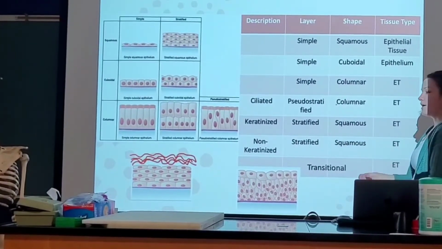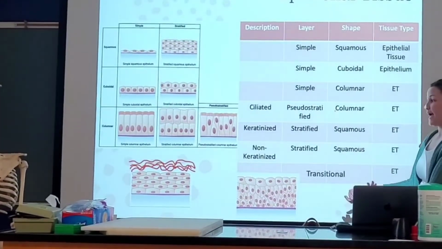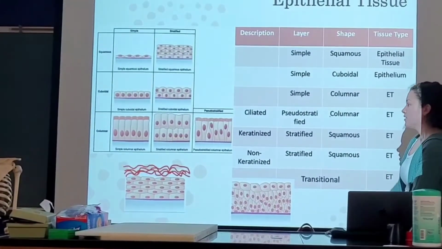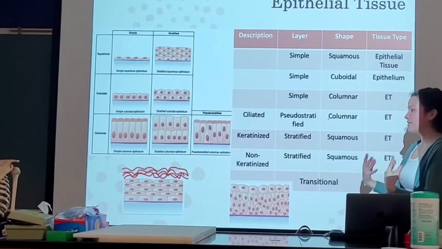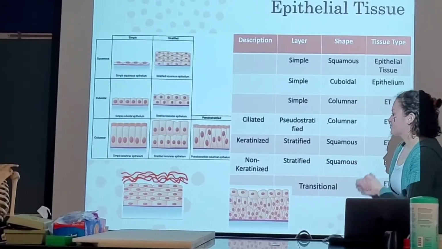If you look at it under a microscope, the top layer of your skin is essentially dead, and so it has this kind of wavy appearance to it, all right? So that's where the keratinized comes from. Keratin is in your skin, keratinized stratified squamous.